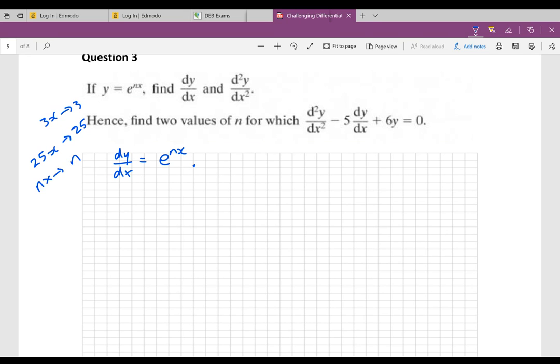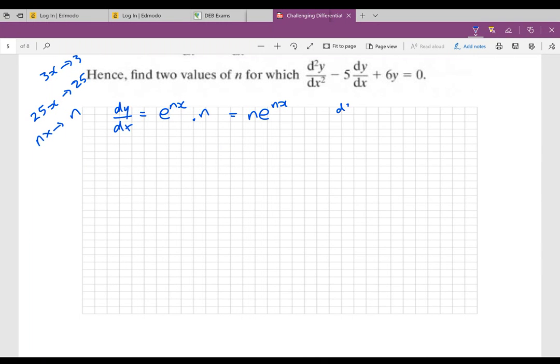nx becomes n. So differentiating it gives n. So dy dx is n e to the power of nx. Then my second derivative, d2y dx2, is the derivative of this. It's not a product rule because n is a constant. It's just a number. I can only have one variable when I'm differentiating and my variable is x.